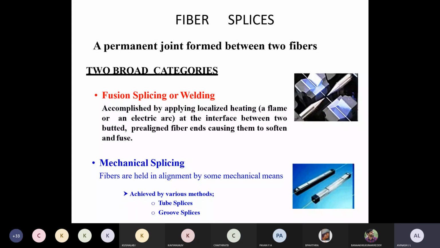So two categories. The first one is fusion splicing or welding. The second category is mechanical splicing.